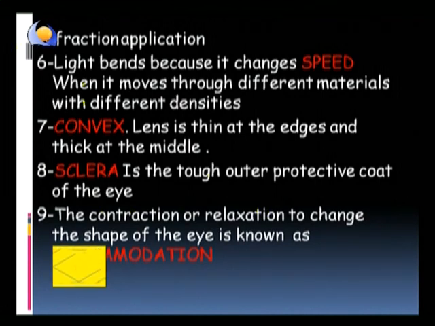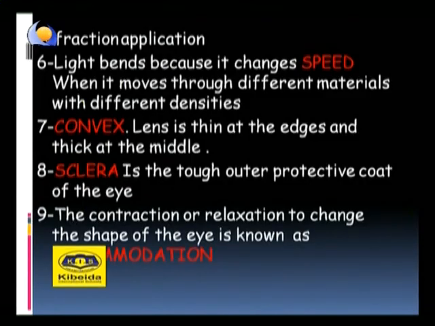Number six, or number seven, a convex lens is thin at the edge and thick at the middle. Convex lens is one of the lens types. There are two main types of lens, convex and concave. The convex one is thin at the edge and thick at the middle, and the concave one is thin at the middle and thick at the edge. Also, a convex lens has a different name, converging, because it gathers the light into one point. While a concave lens has a different name, diverging, because it spreads the light into different points.